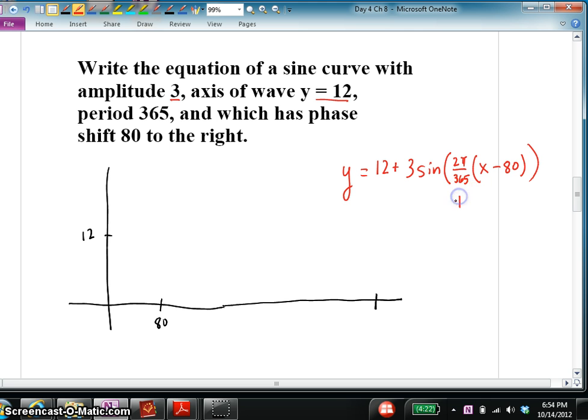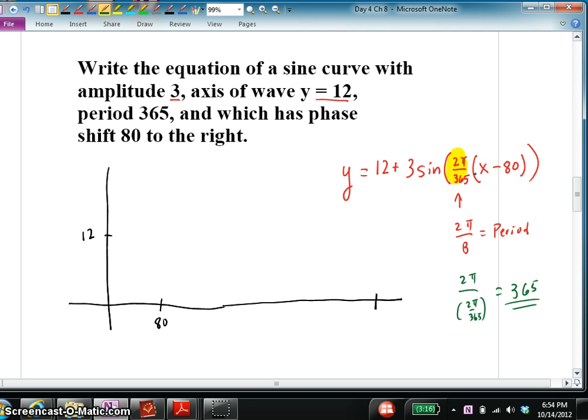Remember that this number right here, 2 pi over b, is the period. And so this number is b right here. So if you substitute that in here, you'll see that that gives you 365 as that period. So that's why we have that.